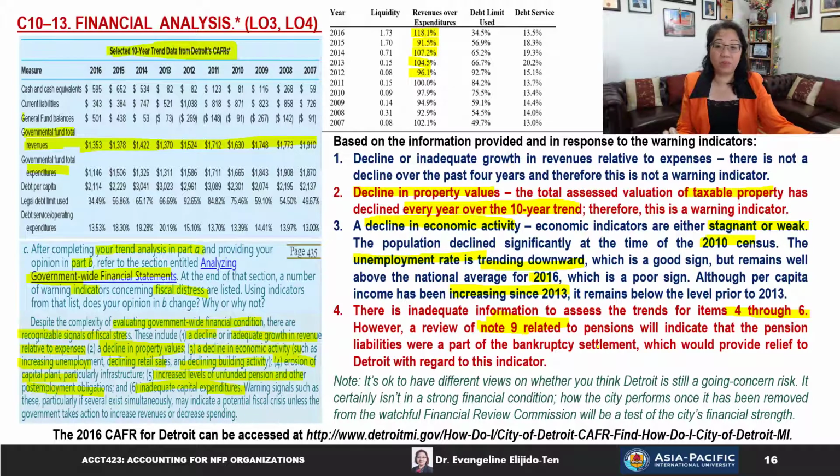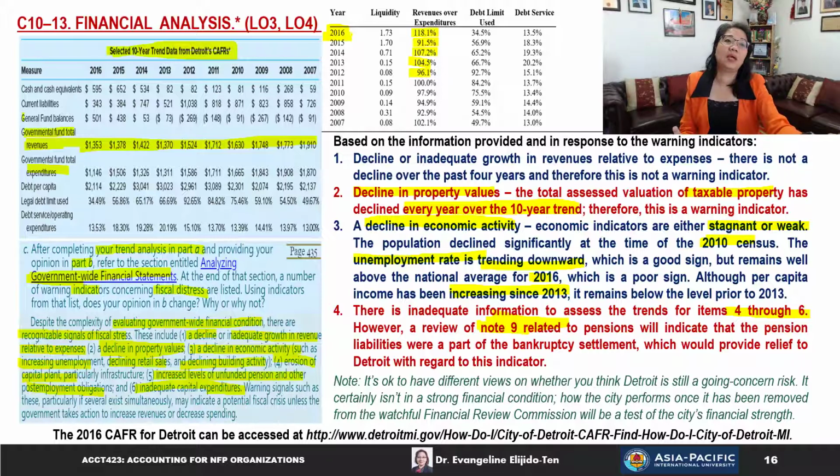So how the city performs once it has been removed from the watchful Financial Review Commission will be a test of the city's financial strength. And really, the analysis conducted here is only up to 2016. And there might have already been a CAFR available for 2020 or 2019 at least. So we are actually looking at a few more years of financial data that can be added in order for you to make an informed judgment and decision.